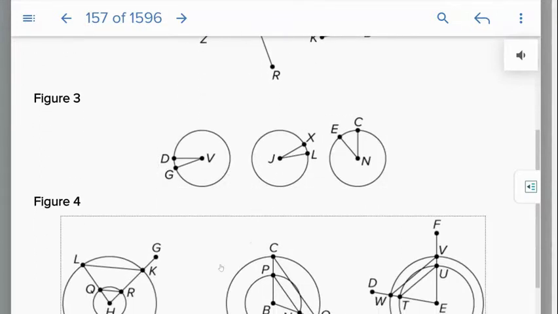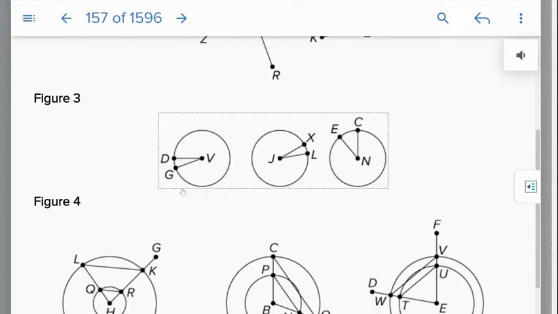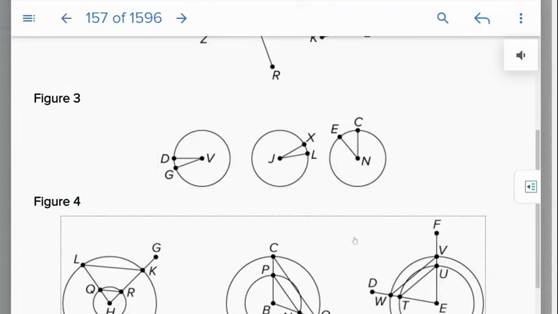Figure 3, what do you think? All right, and maybe you saw that both angle DVG and angle XJL or LJX appear to be the same type of slices, if you will. So their angles must be congruent compared to the third angle. It's a bit wider.